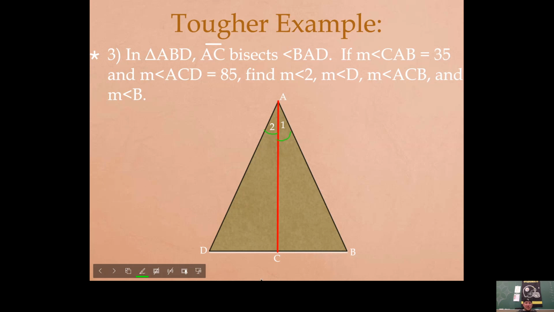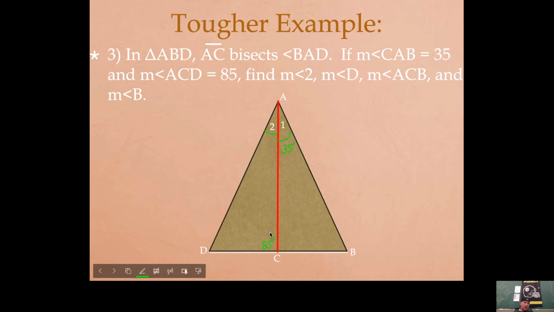Now, if the measure of angle CAB, that's this little angle here, that's angle 1, is 35 degrees, and the measure of angle ACB, that's this angle down here, they're telling you that this angle is 85 degrees. They want you to find the measure of angle 2, the measure of angle D, the measure of angle ACB, that's this one, and the measure of angle B. So you're going to find every other angle in the triangle.